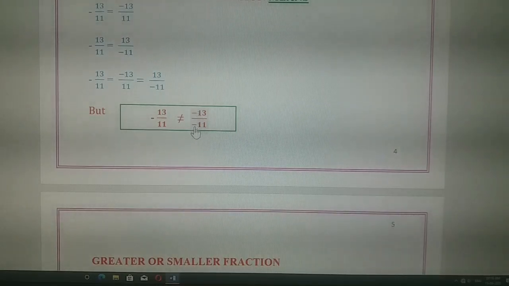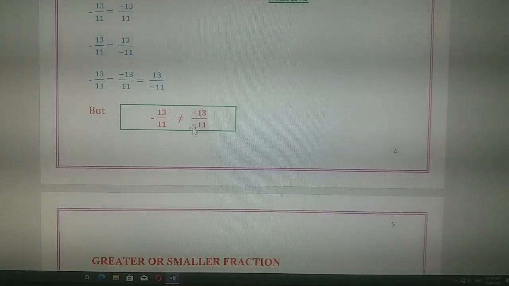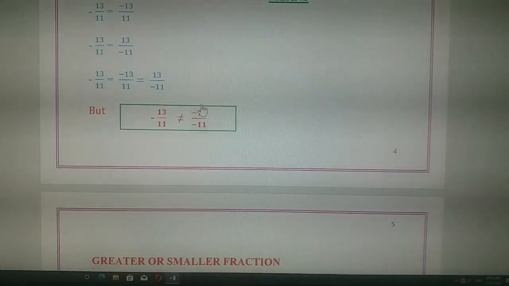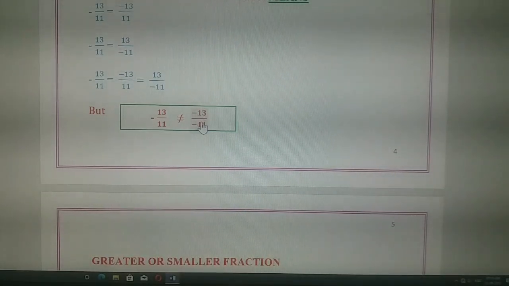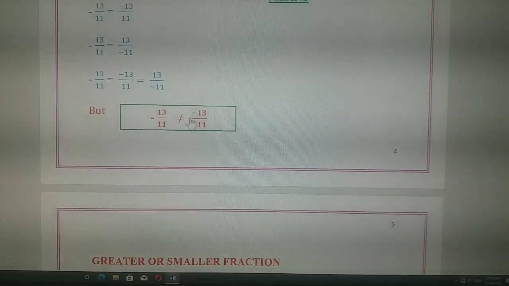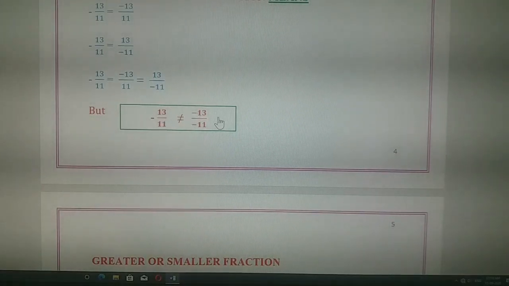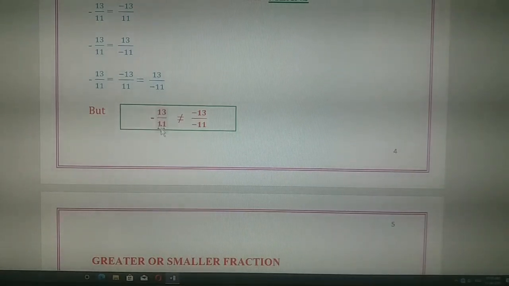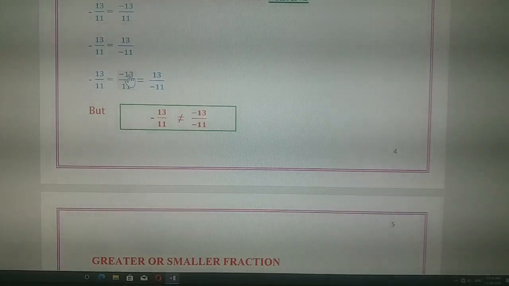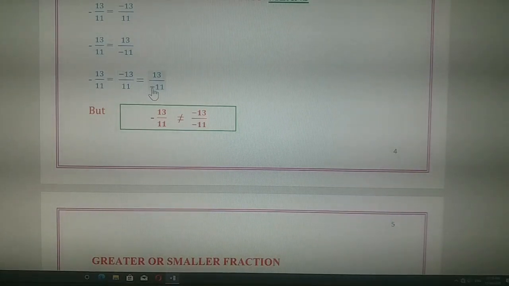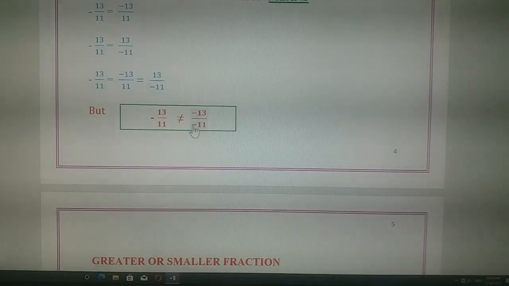When we learned the division rule, we learned that the minus signs get cancelled. So this becomes a positive answer, and this is a negative fraction. So they won't be equal. The minus sign in the middle of a fraction means that only the numerator or only the denominator will have the negative sign. Both the numerator and denominator cannot have the negative sign.